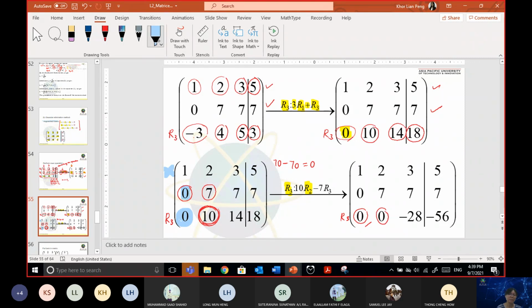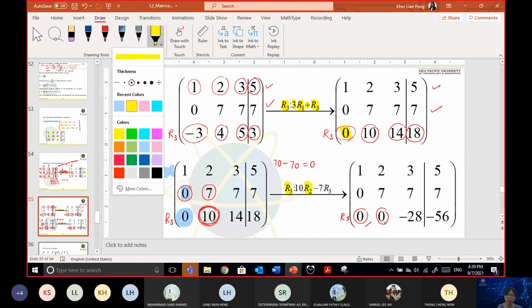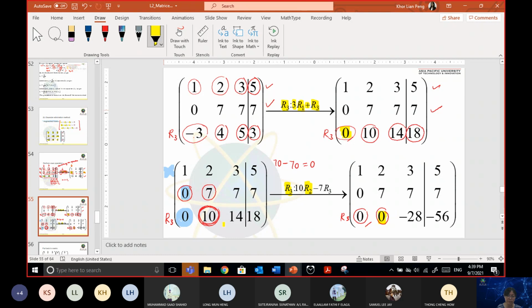Remember our purpose in the operations here is to get this as a 0. Let's proceed. 10 times 7 is 70. Then 70 minus 7 times 14. 7 times 14 is 98. So you get negative 28.